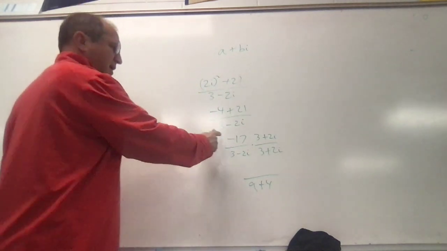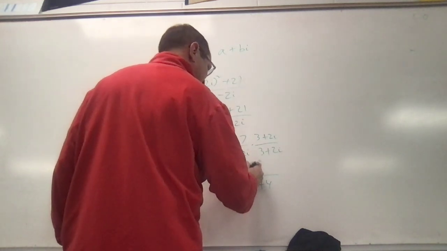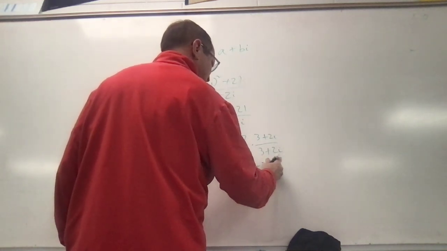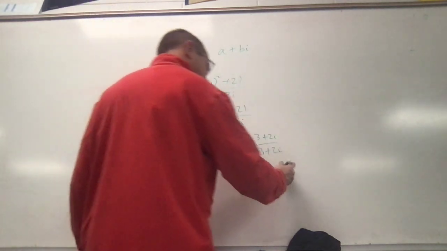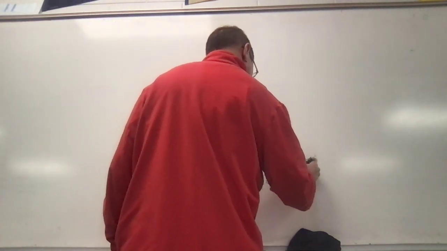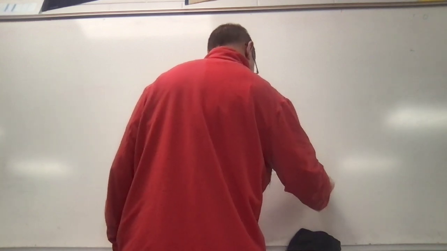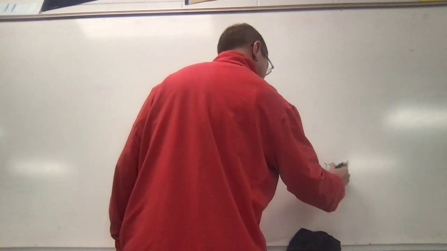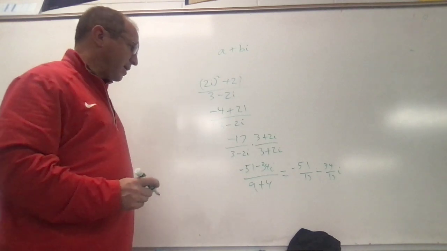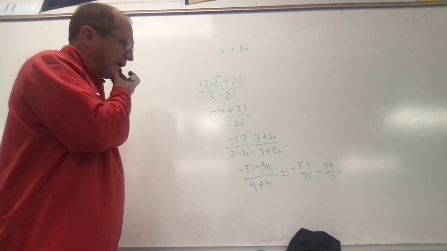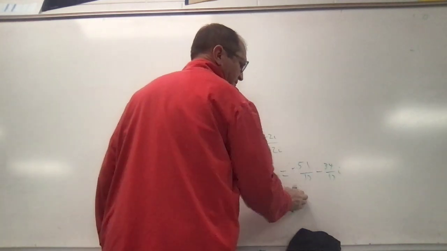All right, then you have negative 17 times 3 plus 2i. So that's negative 51 minus 34i, which becomes negative 51 over 13 minus 34 over 13i. And 51 and 13 don't simplify. 34 and 13 don't simplify either. So this is the simplified answer.